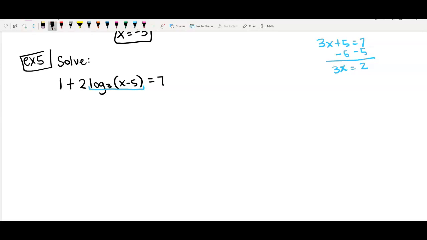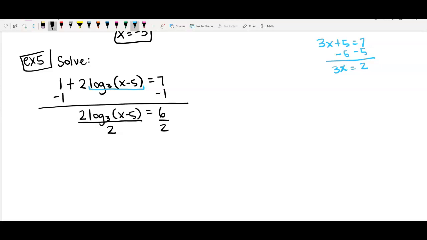So we're going to start by moving that 1 over. To undo that adding 1, we're going to subtract the 1 over. So then that will give me 2 times log base 3 of x minus 5 equals 6. But then see, that log part is still not by itself because it has that 2 times out in front. So I want to divide both sides by 2 now. So that way those 2's will divide out, and I'll be left with log base 3 of x minus 5 equals 3.